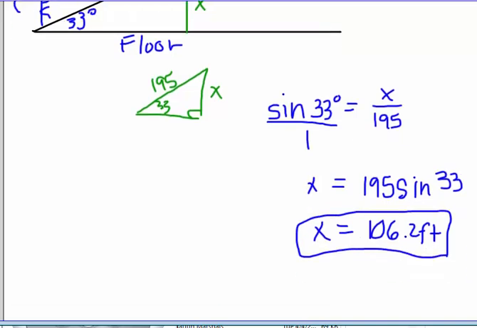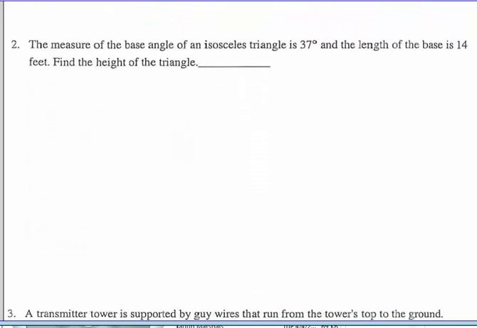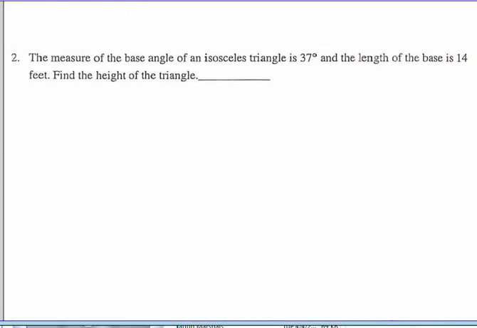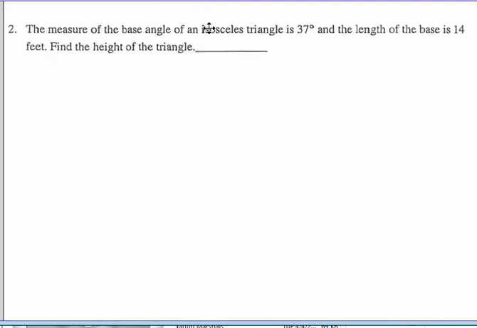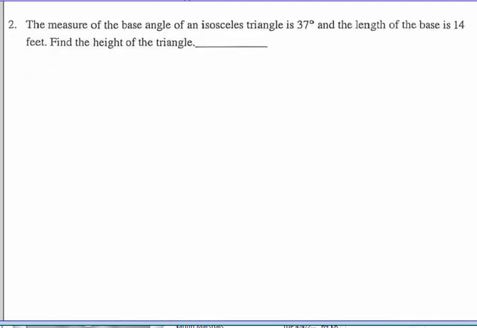Alright, let's look at another word problem. The measure of the base angle of an isosceles triangle is 37 degrees, and the length of the base is 14 feet. Find the height of the triangle. Okay, so the key to this is knowing some stuff about an isosceles triangle. First of all, you need to know that these sides right here are called the legs, and this side is the base. So that means that this whole side right here is 14, because it's the base.